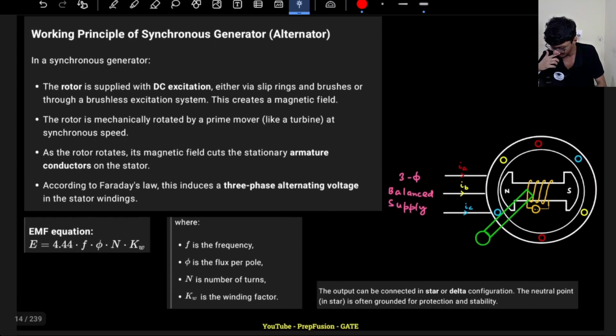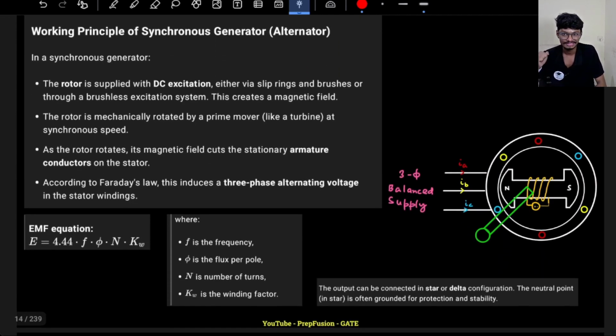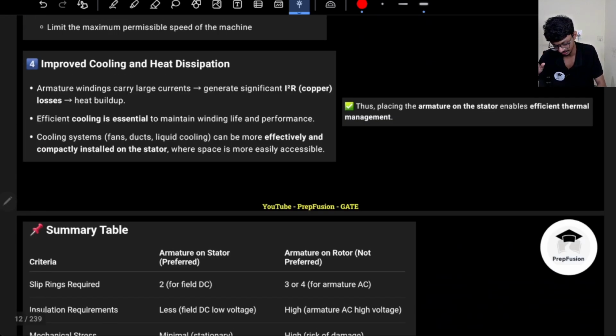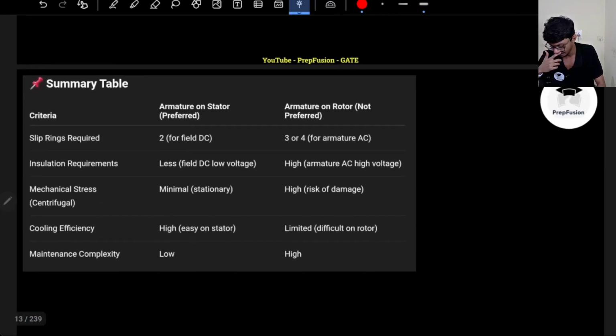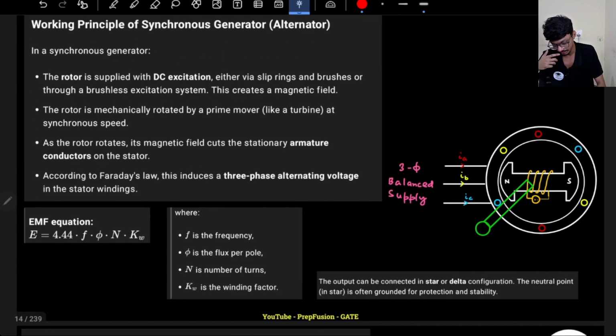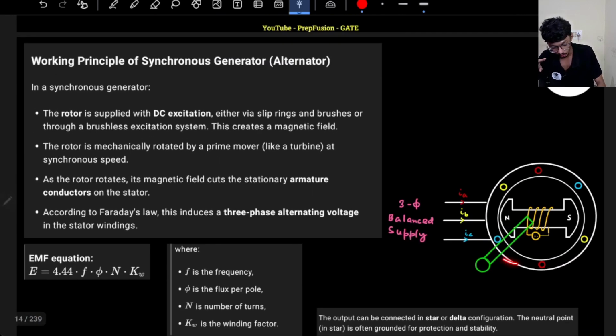Now briefly let's understand the working principle of synchronous generator. In a synchronous generator, the rotor is supplied with a DC excitation, as we have discussed, either via slip rings. These are the slip rings where I will provide the DC excitation. Current will flow to the rotor, and then the magnetic field will be developed. In the stator, I will not provide anything. I will rotate the rotor.